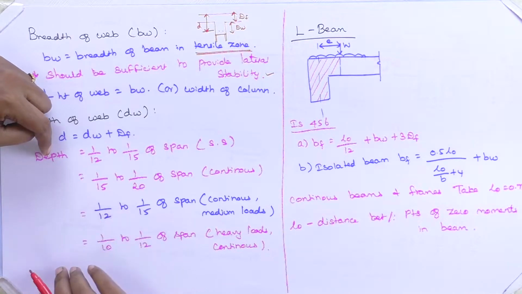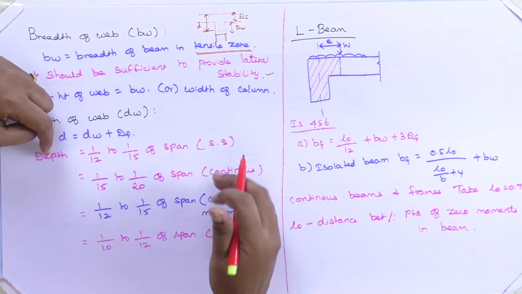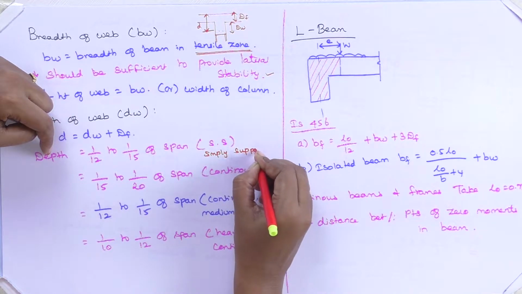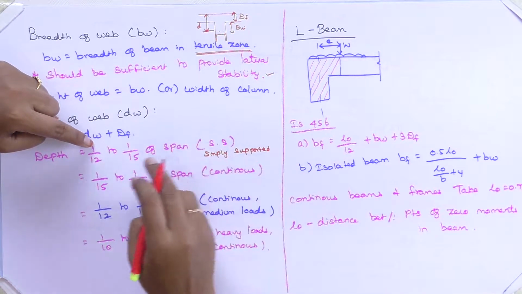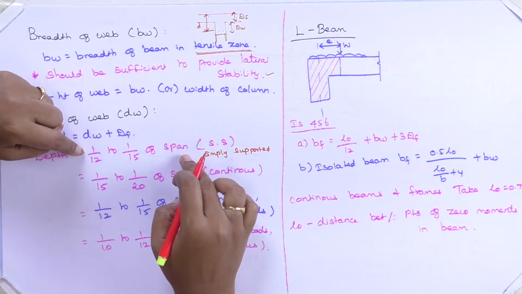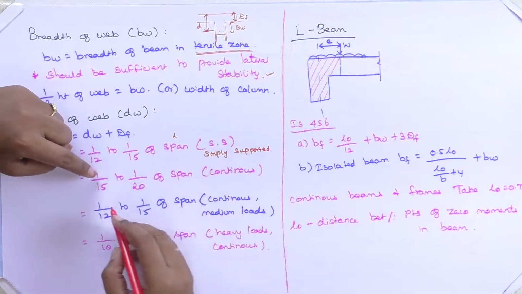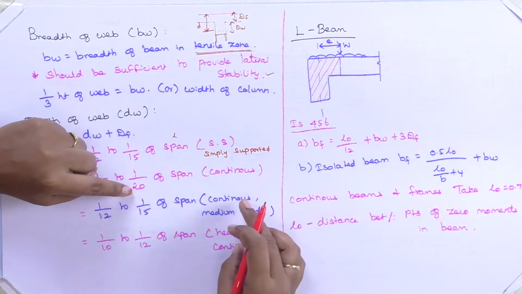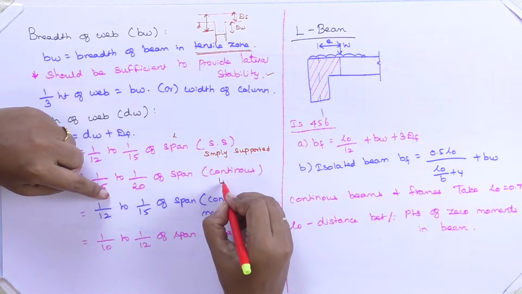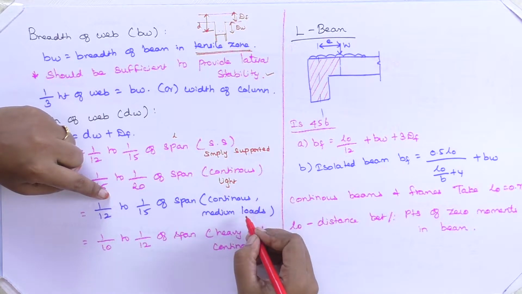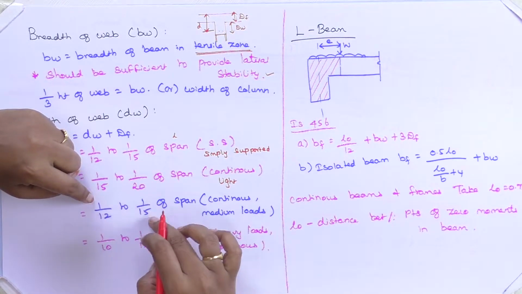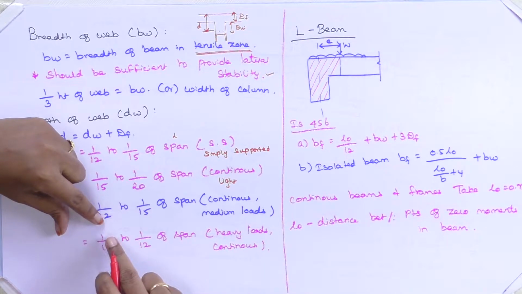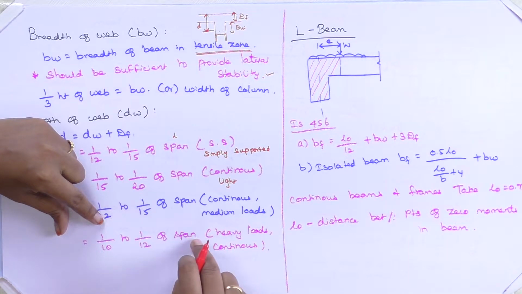Then how to calculate the depth when it is simply supported? When my beam is simply supported, I can take 1/12 to 1/15 of my span, that is my L value. Or if it is a continuous beam, 1/15 to 1/20 of the span for light loads. For medium loads, I can take 1/12 to 1/15 of my span. Then for heavier loads of a continuous beam, I can take 1/10 to 1/12 of the span.